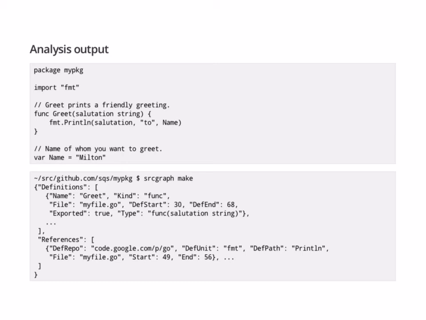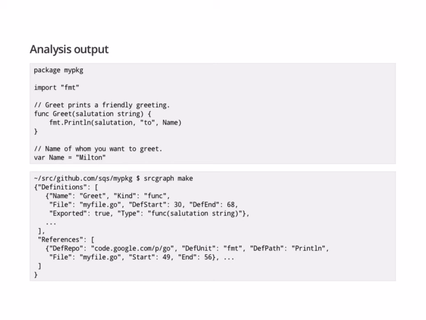And there are two parts to its output here, the definitions and the references. The definitions includes the function greet, as we'd expect, and it includes information about its type and the fact that it's exported and so on. And it also says the character range where it was defined, from the 30th character to the 68th. And that helps us do code highlighting and jump to definition.